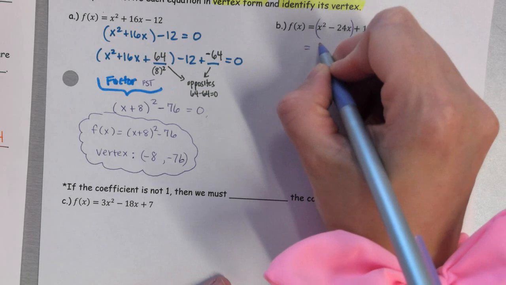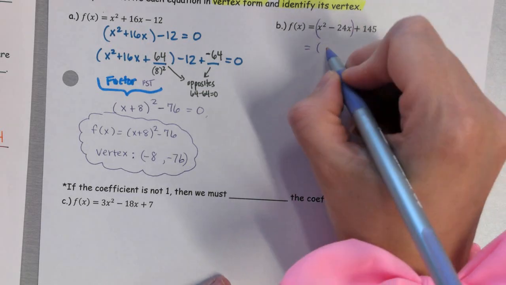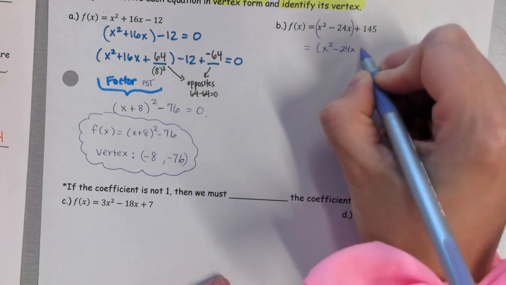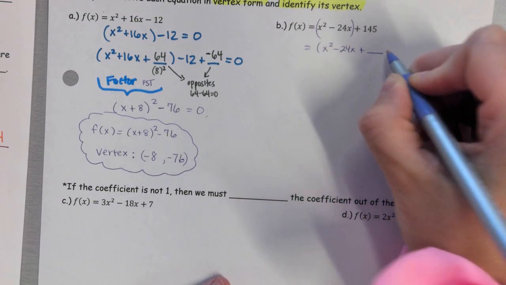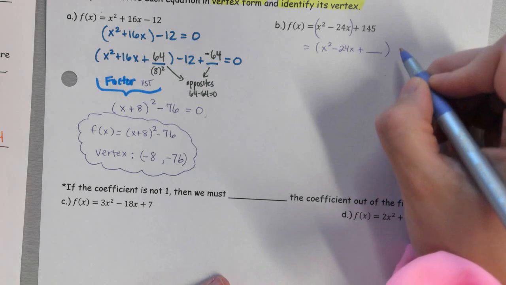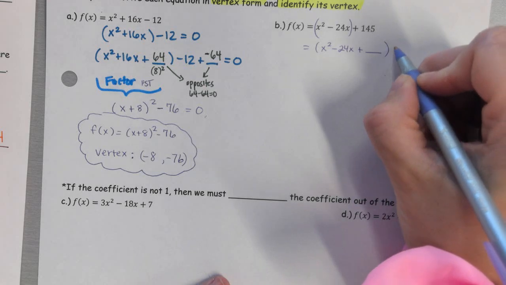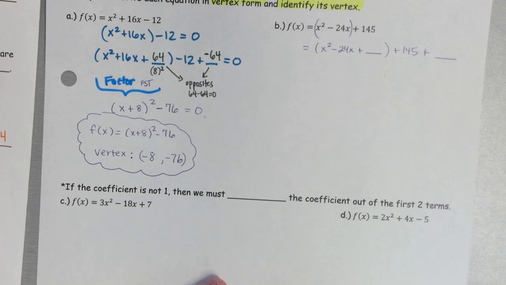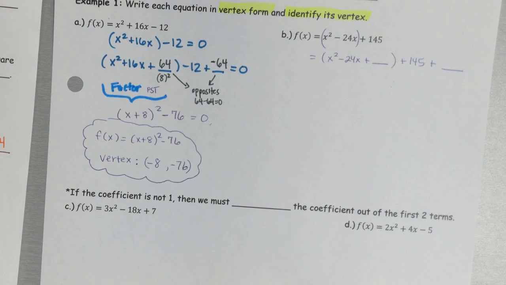Equals. Yeah, so I did x squared minus 24x. And then I did plus blank. Yep, good. And then after that, I did plus 145 and then plus 1. Great. Okay, but yes, that's exactly what I want to know.